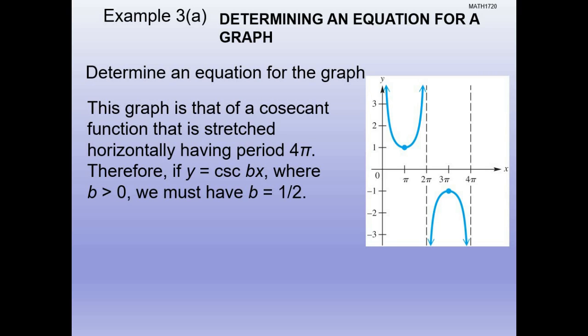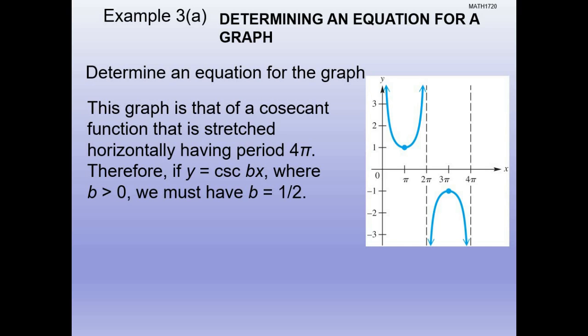Remember, the period was 2 pi over b, so we have to find b. We can see the period is 4 pi, so 4 pi equals 2 pi over b. Then we have to solve that for b, and we end up getting 1/2 for b. That's probably the hardest part of this problem, finding the b value.